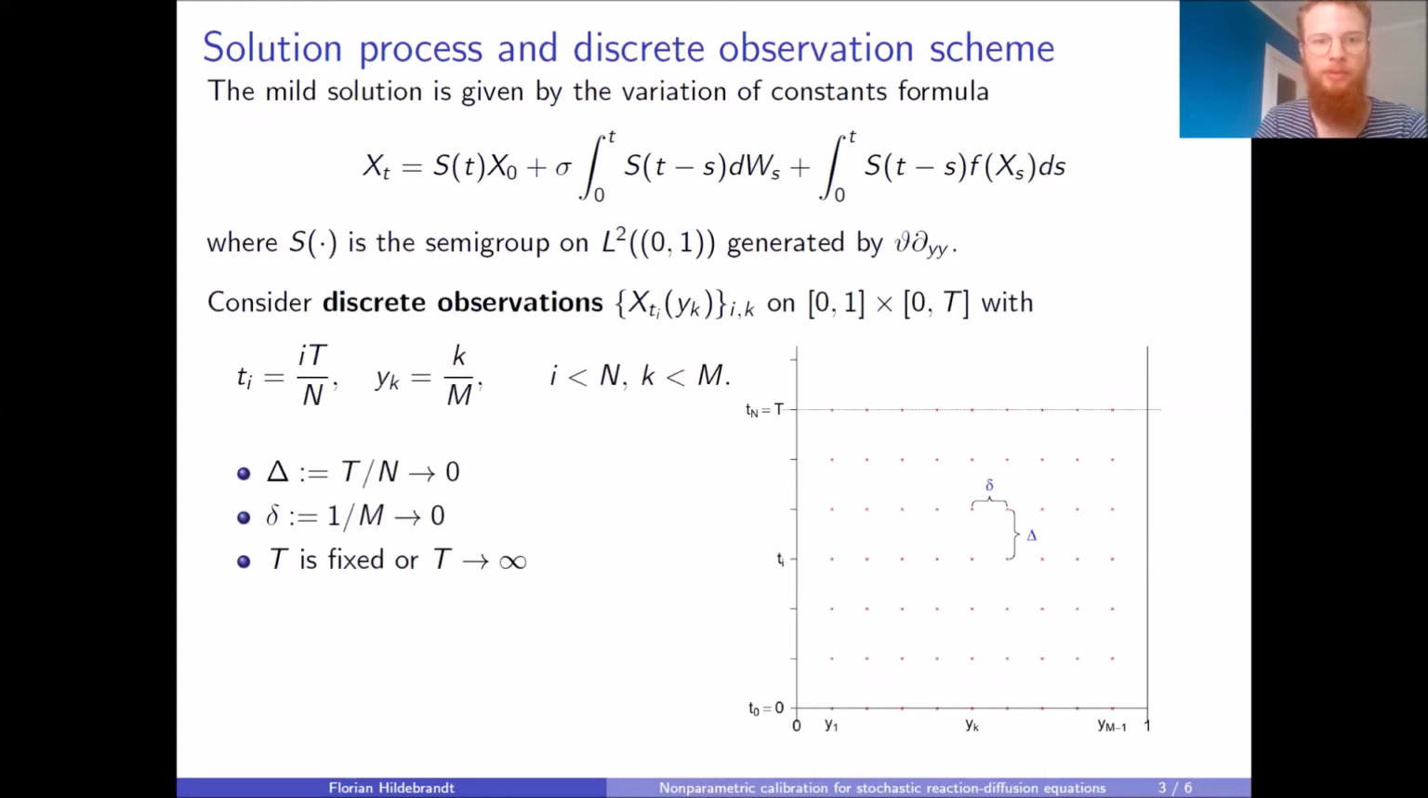Of this process, we assume to be given discrete observations in time and space. We're taking a look at a grid of observations, which are depicted here in this plot. The observations are represented by the red dots, and they lie on some rectangle in space and time. Capital T denotes the time horizon, and we assume to be given n observations in time and m observations in space. In both coordinates, we assume equidistant observations. The temporal lag is denoted by a capital delta, and the spatial lag by a lowercase delta. Both are assumed to tend to 0. The time horizon may be either fixed or also go to infinity. Since both these values tend to 0, we have high frequency observations both in time and space, and the total number of observations is given by m times n.